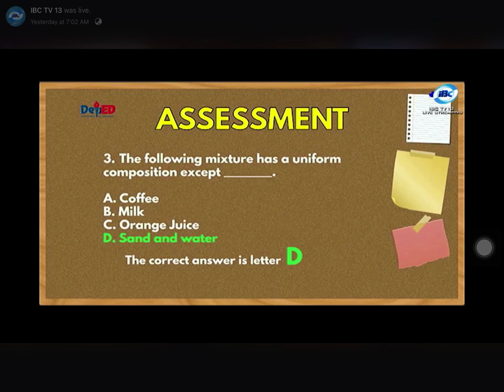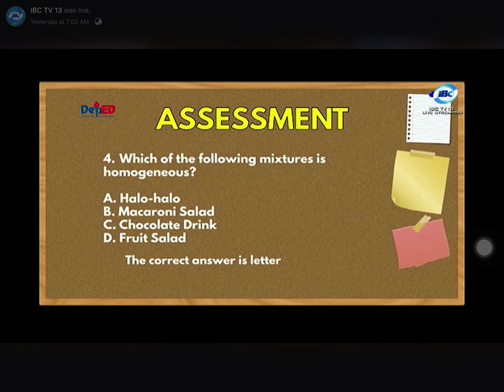Number 4. Which of the following mixtures is a homogeneous? Letter A, halo-halo. Letter B, macaroni salad. Letter C, chocolate drink. Letter D, fruit salad. The correct answer is letter C.